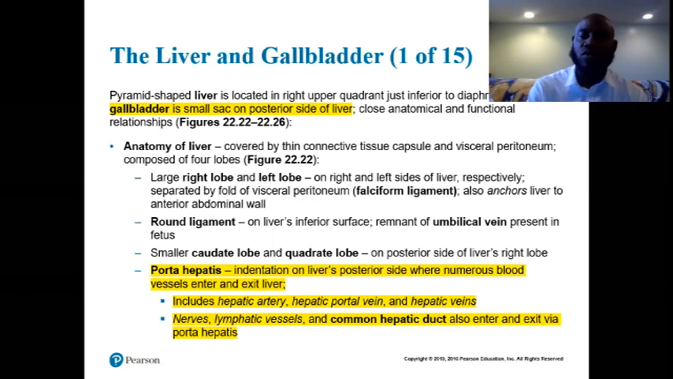That's just giving you the shape and structure of the liver. And then we have this porta hepatis, an indentation on the liver's posterior side where numerous blood vessels enter and exit the liver. All right, this is going to be very important.